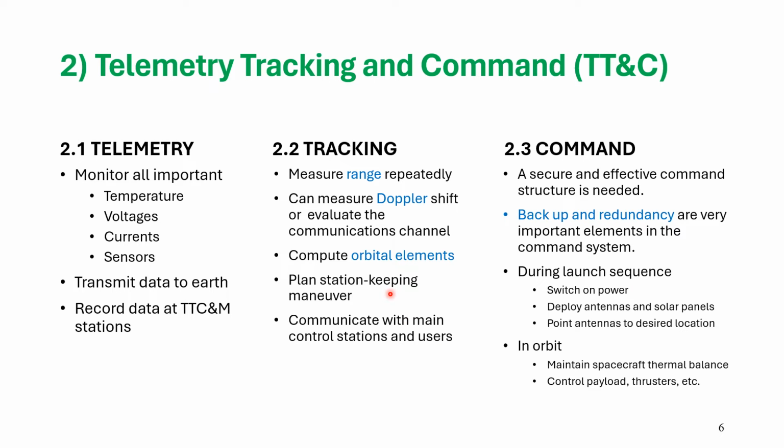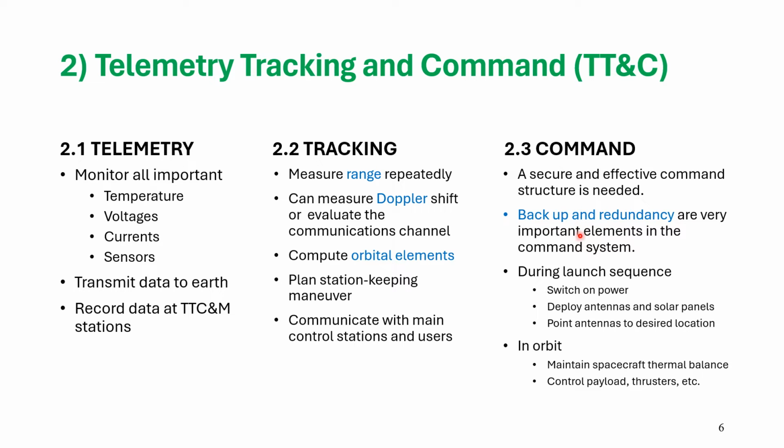So in the telemetry tracking and command, we can define different functions like this. We say that telemetry means monitor all important temperature, voltages, current sensors, transmit data to Earth, and record data at TT&C and M stations. For the tracking, we measure the range repeatedly, can measure Doppler shift also, and also compute the orbital elements. And also we do the planning for the maneuver and communicate with the main control stations and users.